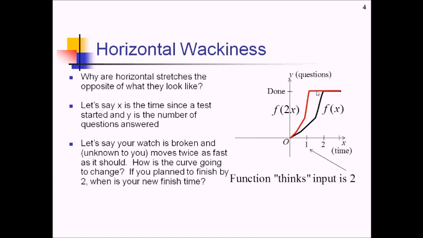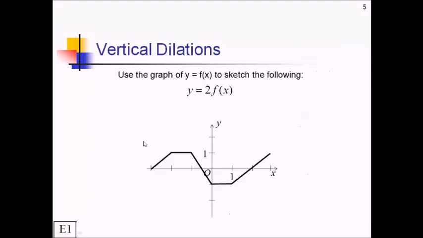And that is causing, if you notice, this curve to get shrunken toward the middle here. So when you're increasing your input, you're making your output happen sooner, just like trying to finish a test sooner if you've got a fast watch. You could think of it as the function trying to compensate for what you did to the input. So with all of that in mind, let's apply a few dilations to some graphs here.